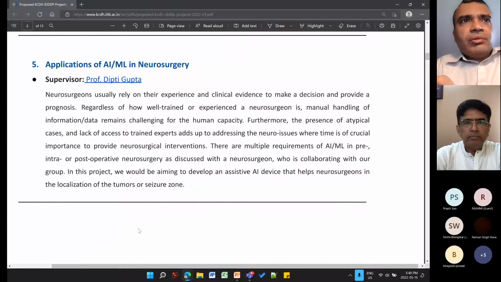So this will also help them localize the tumors or seizure zones, using perhaps fMRI data of the brain.